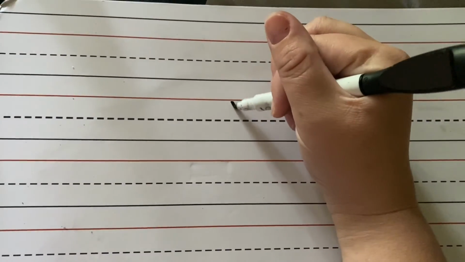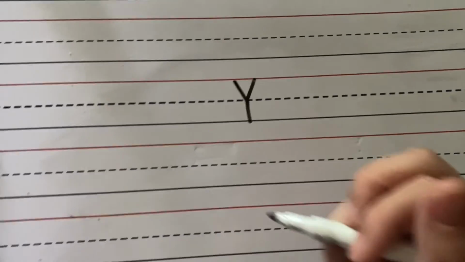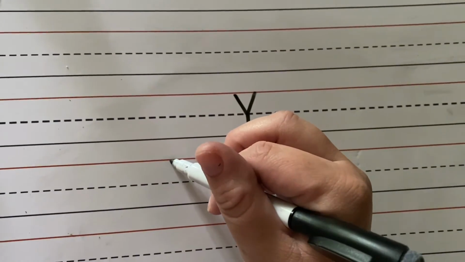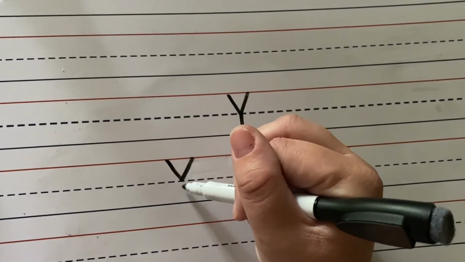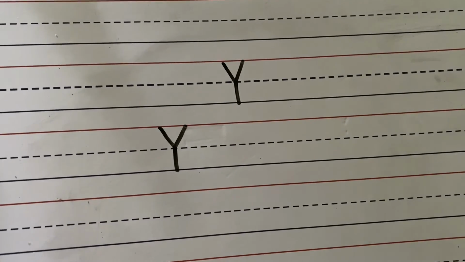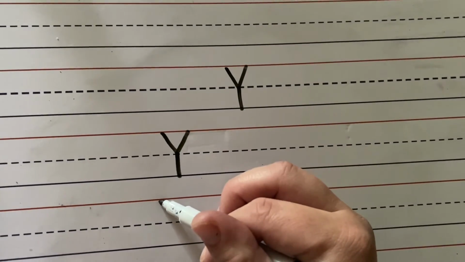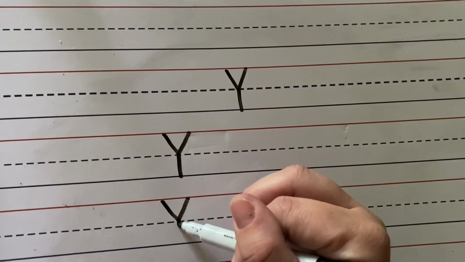Now we have the letter Y. To make the letter Y, you start at the red, go to the dotted line, and go back up to the red, and then you draw a line down. Now you have a Y. Ready? Line to the dotted, back up to the red, and down.